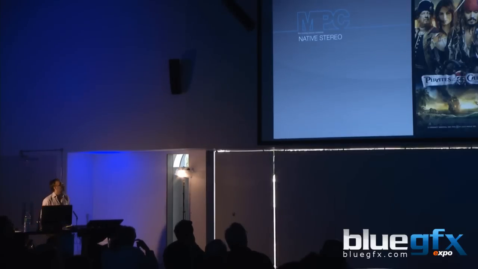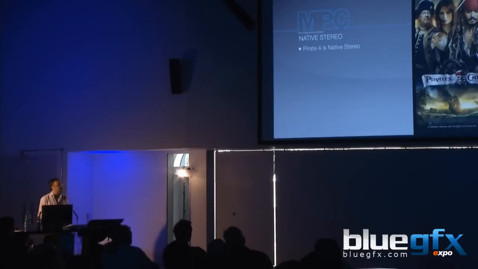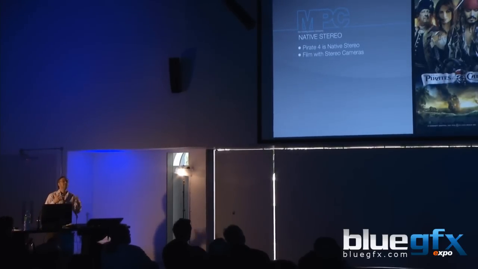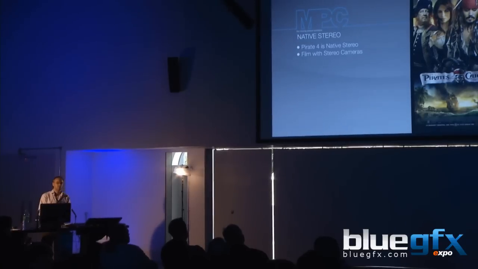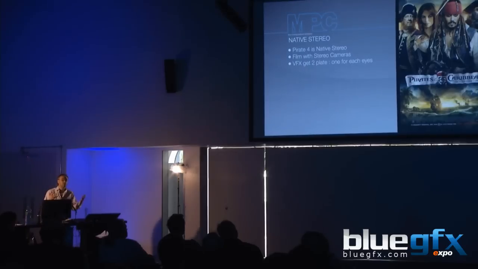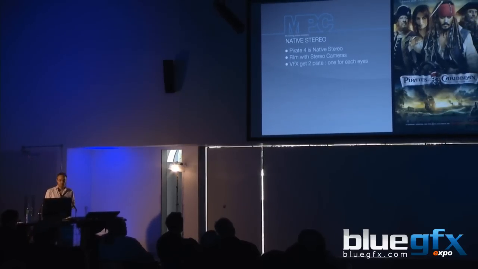So first I'll talk about native. Pirates of the Caribbean was native stereo. So what do we mean by native? It was filmed with a stereo camera, the one that we've just discussed. It's acquired natively using stereo equipment. That's why it's native. So at the visual effects house, we get two plates, one for the left eye and one for the right eye.